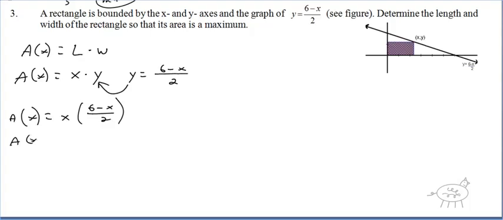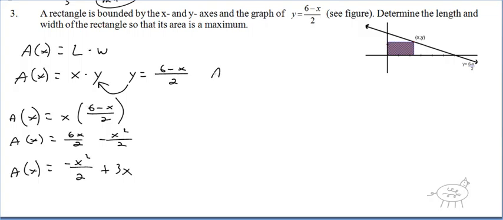So my area, I can rewrite it in a friendlier way. It's just going to be 6x over 2 minus x squared over 2. So A of x is equal to, putting it in descending order then, negative x squared over 2 plus 3x. And that's easy to take the derivative. It's tougher to take the derivative of that top one, right? You're going to use the product rule. It's like, really? Don't make it so difficult. So that means A prime of x is equal to negative x plus 3. Okay, so I set that equal to 0.